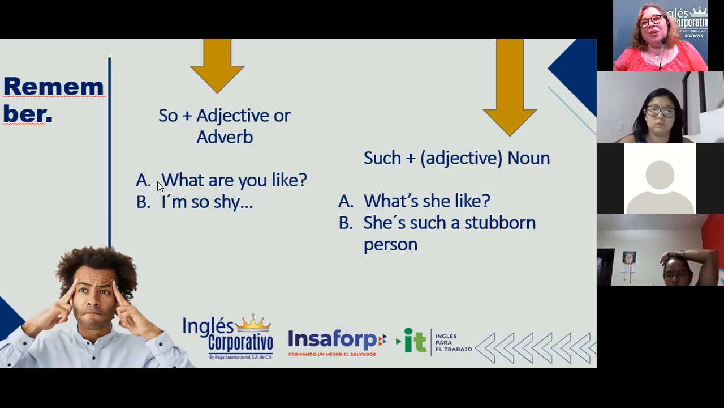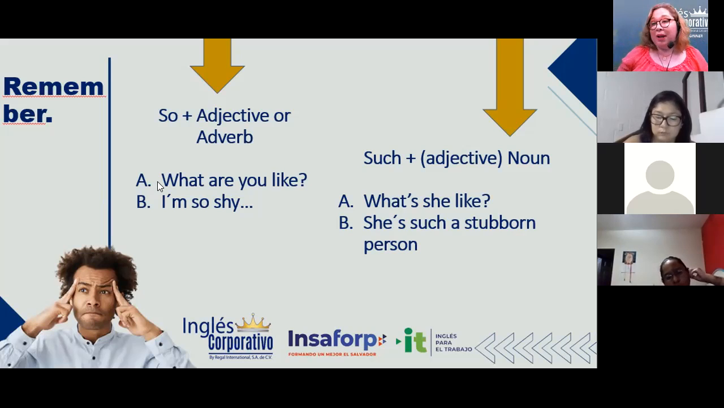What do we use when we answer this question? ¿Qué es lo que usamos para responder esta pregunta? We use adjectives. We use a qualification. Okay, utilizamos una palabra que describa el rasgo que queremos decir. Okay, for example, what are you like? I'm so shy. I'm so shy. I don't want to speak in public, right? I'm so shy. So shy means very, very shy. Eso significa muy tímida, ¿verdad?